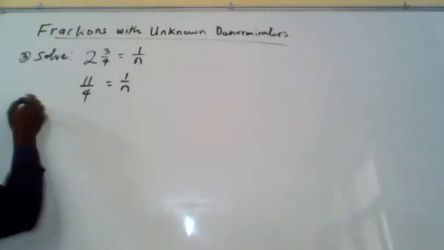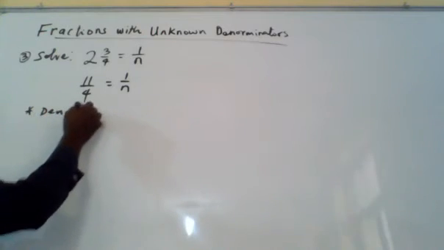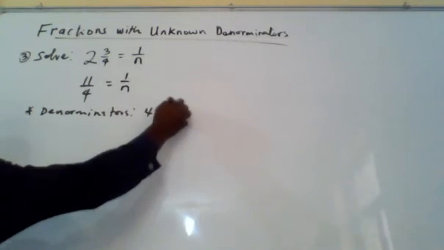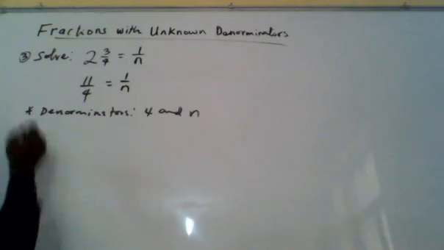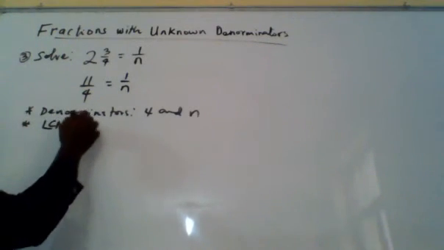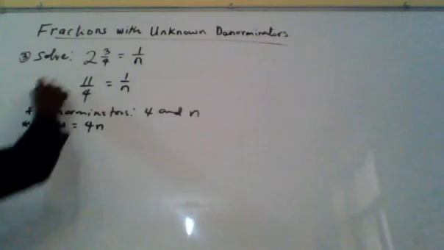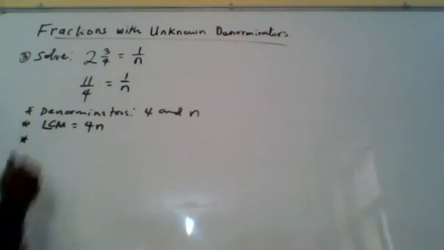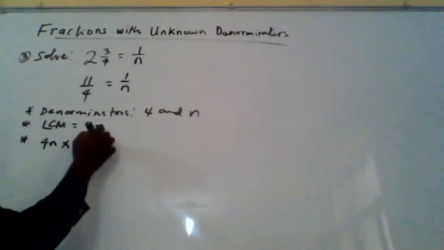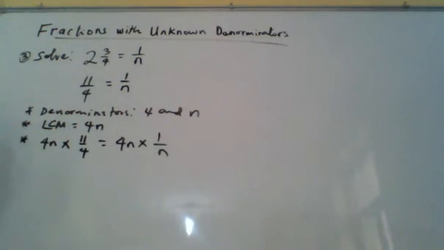Okay, the next step, you look for the denominators. Denominators, what are they? They are 4 and n. And our LCM is going to be 4n. And the next step is to multiply each of the terms of this equation by 4n. That will be 4n times 11 over 4 equals 4n times 1 over n.